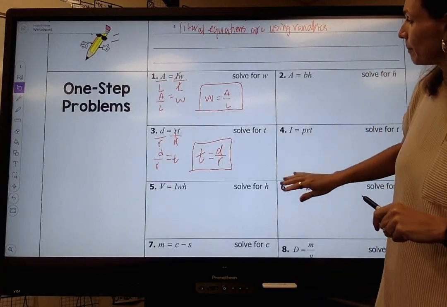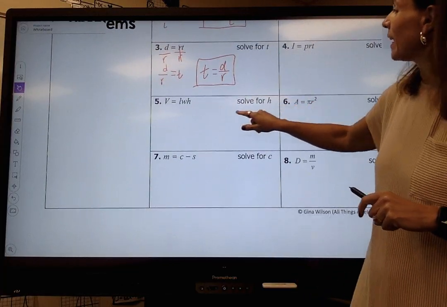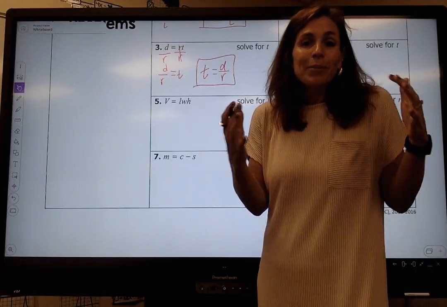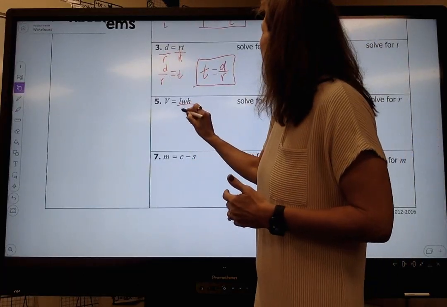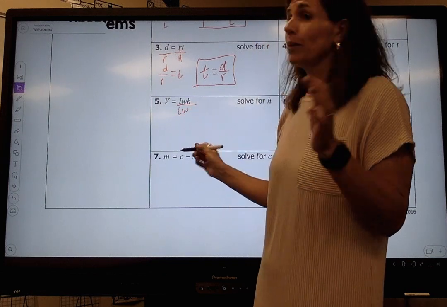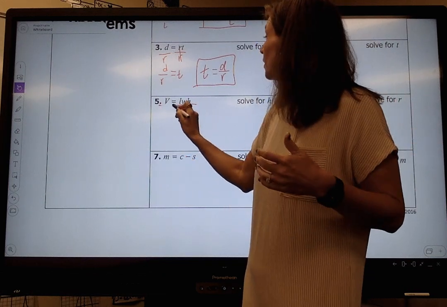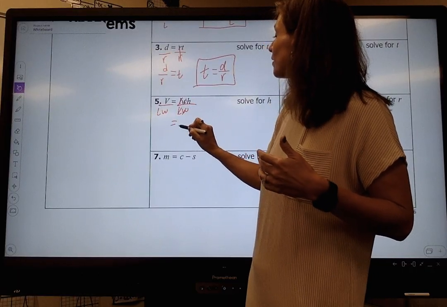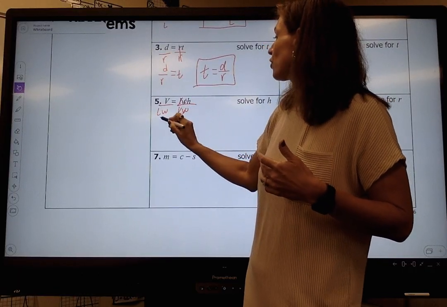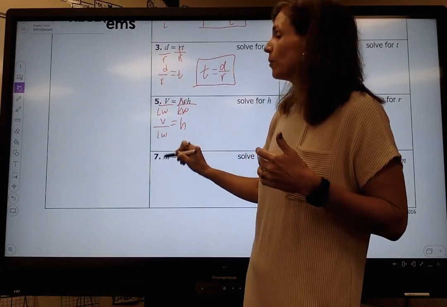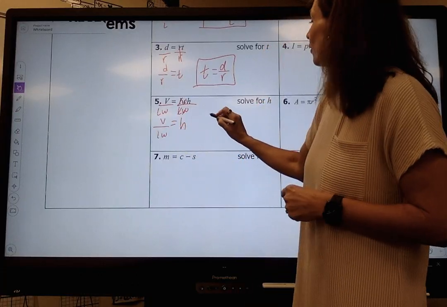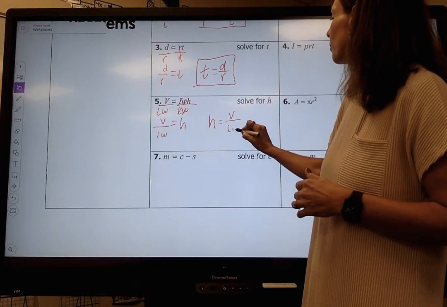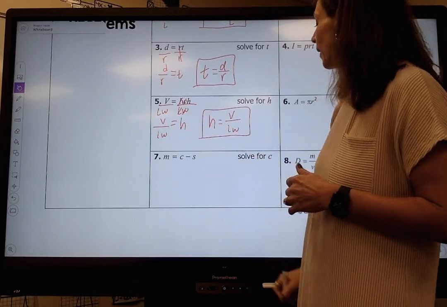Look at number 5. If I want to get H by itself, I'm still using division. Now, I'm going to make it simple. I'm going to divide both sides by L and W at the same time. That's fine. So I divide by L and W. That way my L's cancel out, my W's cancel out. I'm left with H, and I have V over LW. You're not going to give it to me like that. You're going to use symmetric property, and I have H equals V over LW. That's my final answer. Okay?